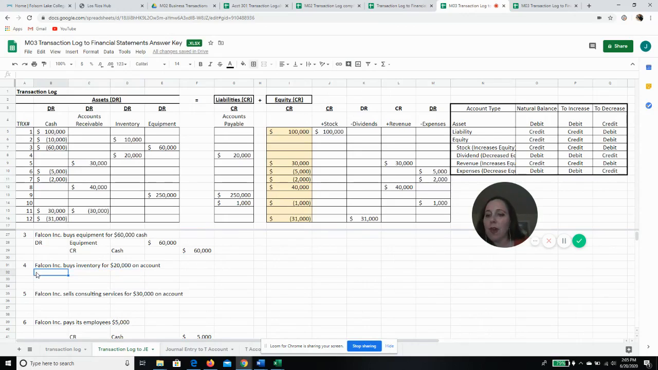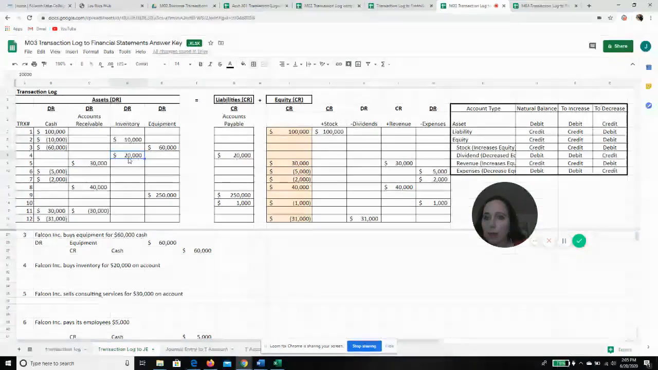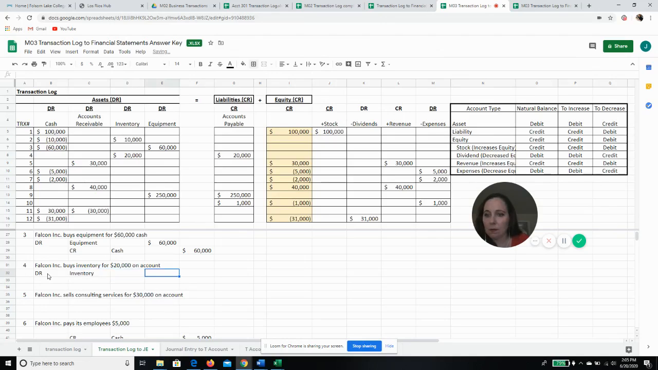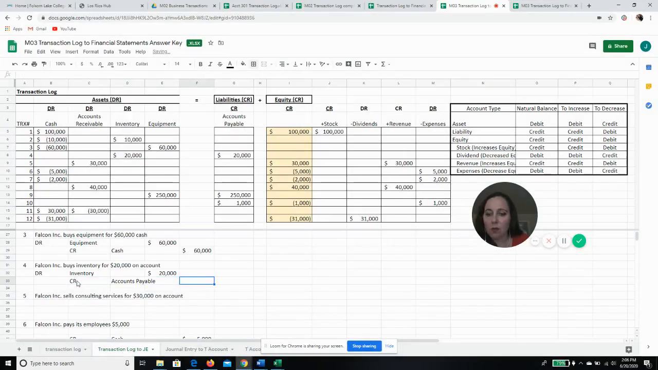All right, transaction 4, Falcon Inc. buys inventory for 20,000. So I increased my inventory 20,000. Inventory is an asset, so I'm going to increase with a debit. And then I also increased accounts payable. Accounts payable is a liability, and I increase a liability with a credit. So I'm going to credit accounts payable for $20,000. My debits equal my credits, so I'm feeling pretty good about that.